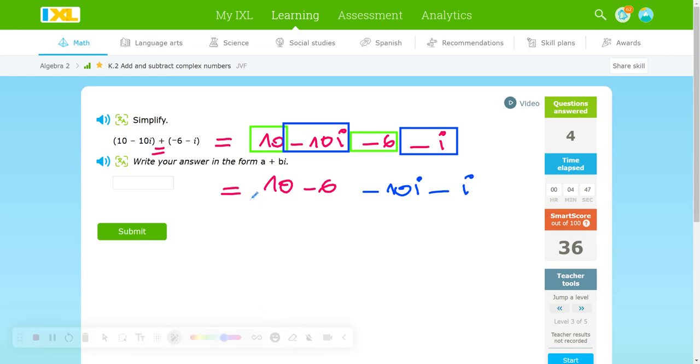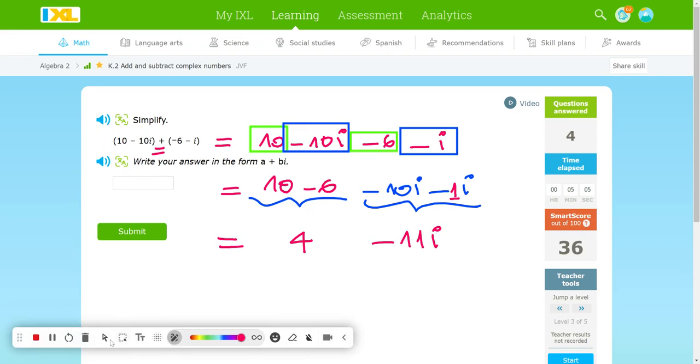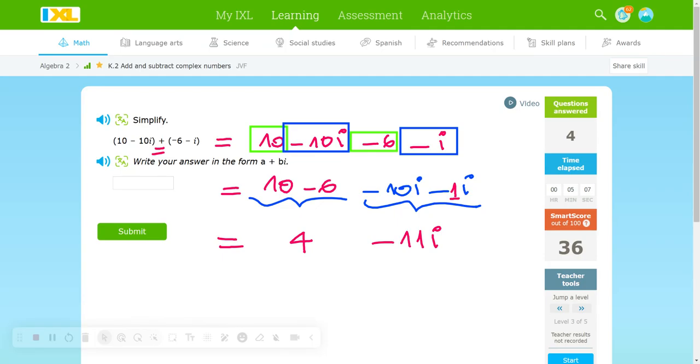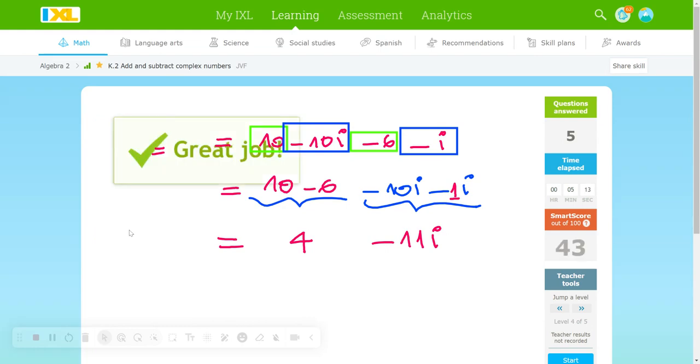Now you combine number with number, i with i. 10 subtract 6, that's a 4. Subtract 10i and subtract i, which means subtract 1i, is subtract 11i. So the answer is 4 subtract 11i. Done. Voila.